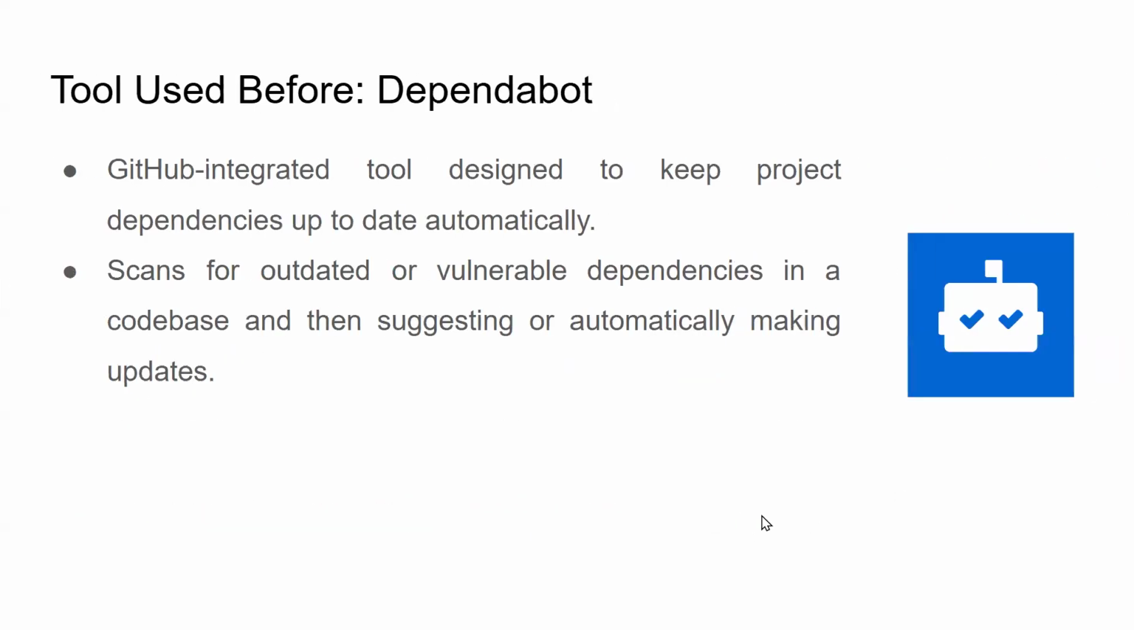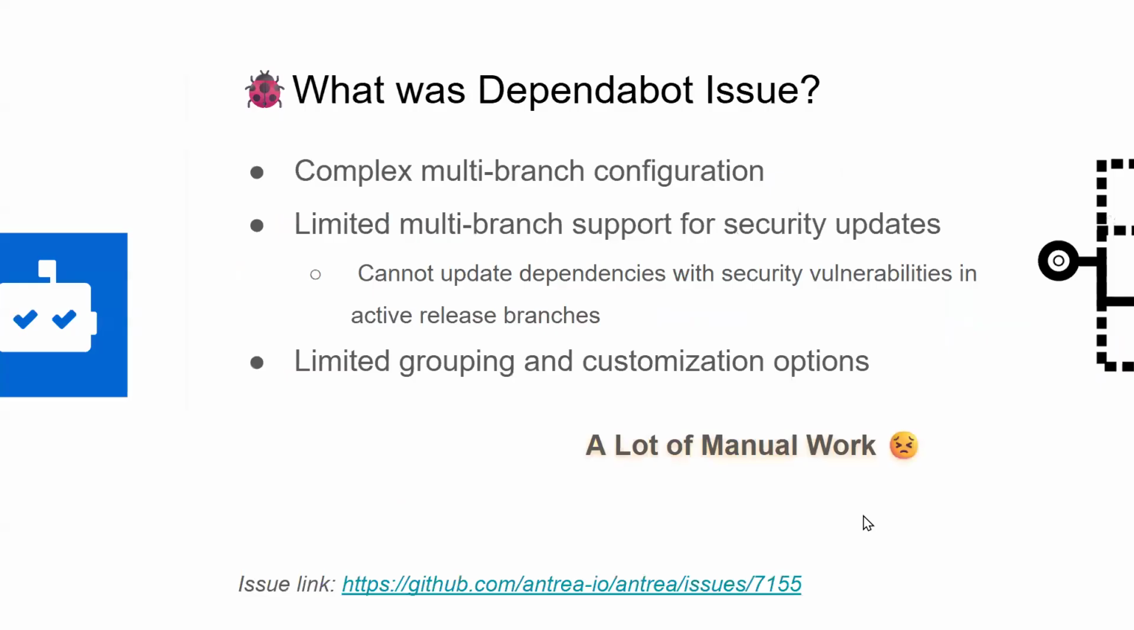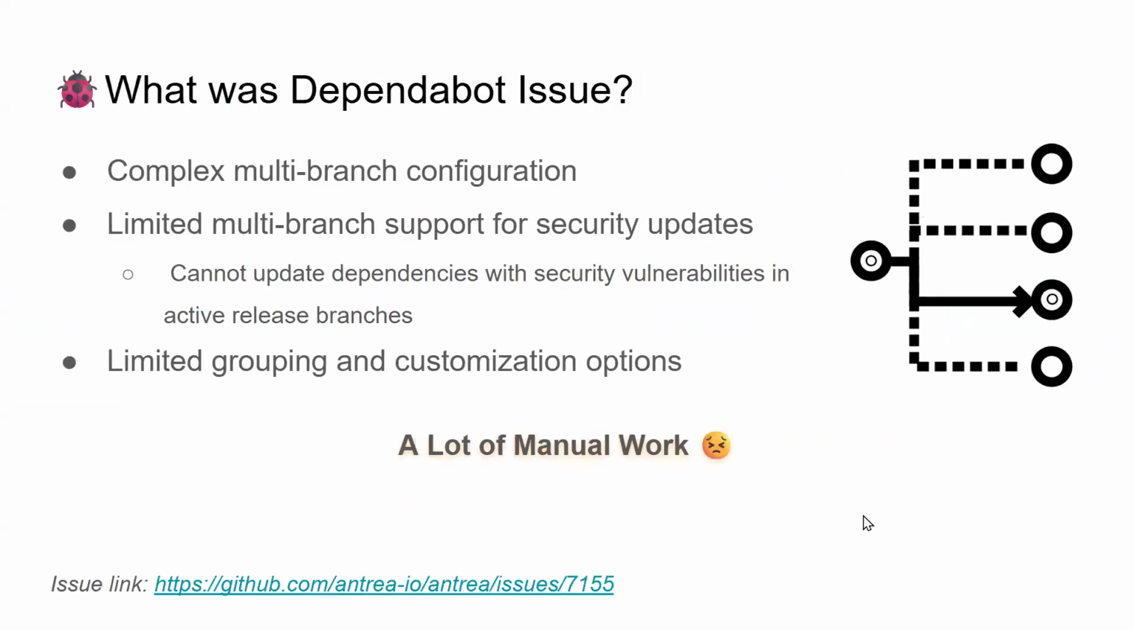So the Antrea project relied on Dependabot for automating the task of updating these dependencies. It's a GitHub integrated tool that scans the repo for any outdated or vulnerable dependencies in the code, and then opens PRs to suggest updating them automatically. So what was the issue with using Dependabot in our use case?